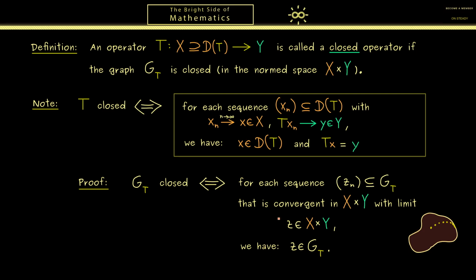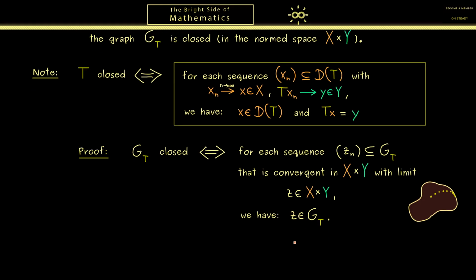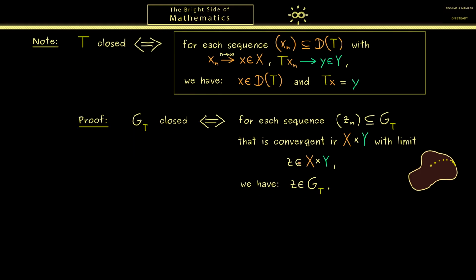Okay, so this should not be a surprise, and now we want to put this into the context of an operator. So first, instead of zn, we can already write what we know about the graph. Namely, it always consists of a pair xn, Txn. So a sequence inside the graph of T always has this form. Okay, and now this sequence should converge to a point in our Cartesian product. And this limit we can just call (x, y).